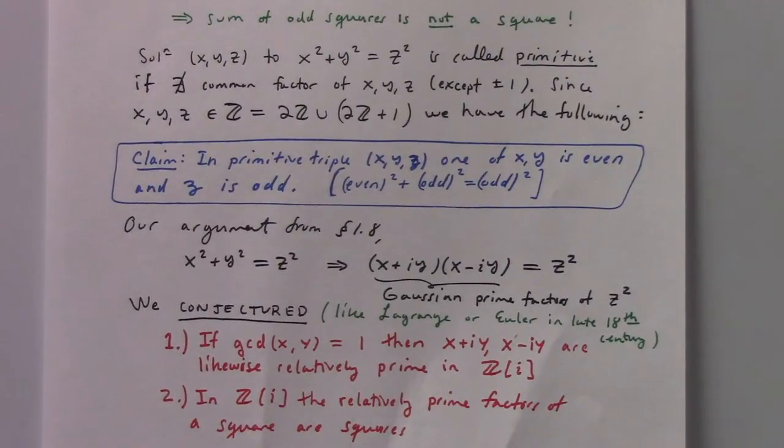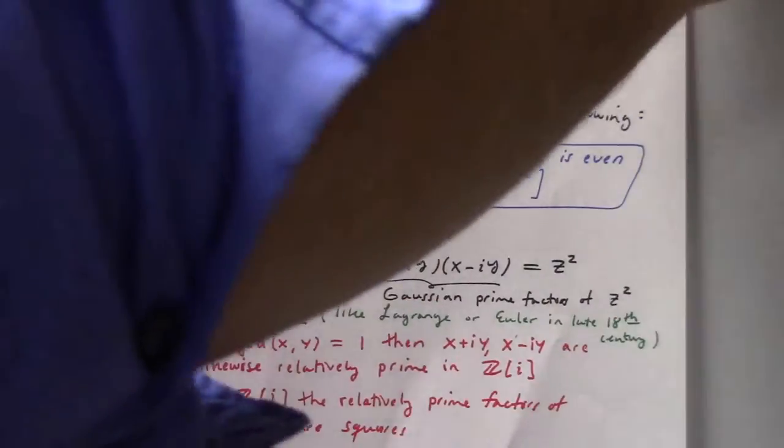So again, just to rerun here a little bit, primitive triple, no common factor. They have to come like even squared plus odd squared equals odd squared, just from looking at congruent to 1 or congruent to 0 mod 4. That has to be the structure for the primitive solutions. So we conjectured that because of this formula. First of all, it seemed reasonable to say if x and y were relatively prime, then x plus iy and x minus iy are likewise relatively prime in the Gaussian integers. That seemed reasonable, but we had no basis to prove it at that point in chapter 1. And two, we said that in Z[i], the relatively prime factors of a square ought to be squares. In other words, if these are relatively prime and the product is a square, it ought to mean that both of these are also squares. That turns out to be almost true.